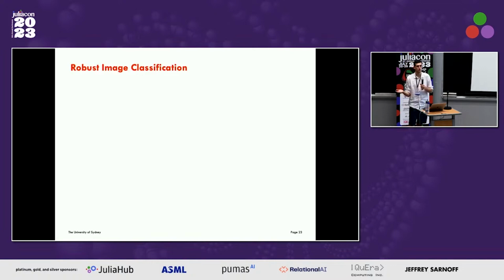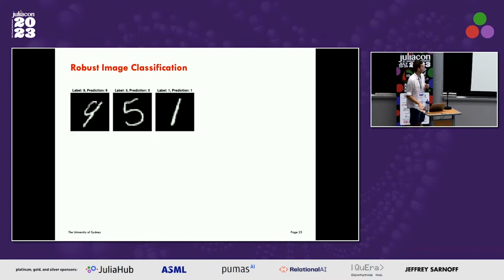The first thing we did was just robust image classification. The motivation for this, as I said at the start, is that when you have images and you add some kind of pixelated disturbance to them, the classification changes. So we thought, all right, let's see if we can do that properly.